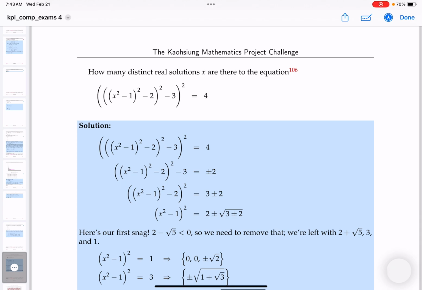All right, so how many distinct real solutions x are there to the equation? And I'm looking at it, and it's really a counting problem at this point. So I have to count the solutions. I don't really have to get the solution to the problem. But looking at the powers, it's 4, 8, 16.